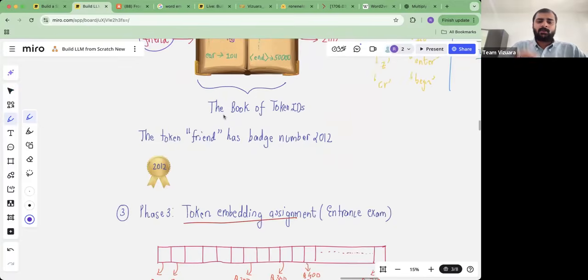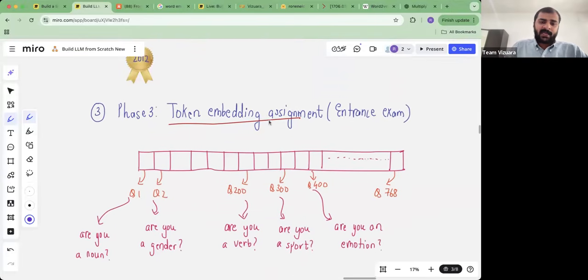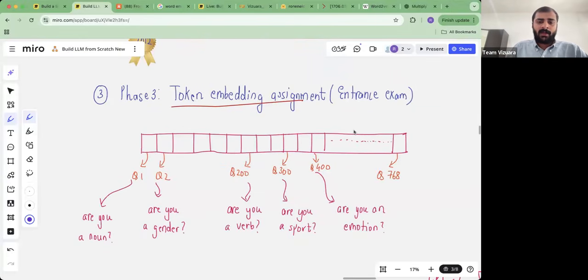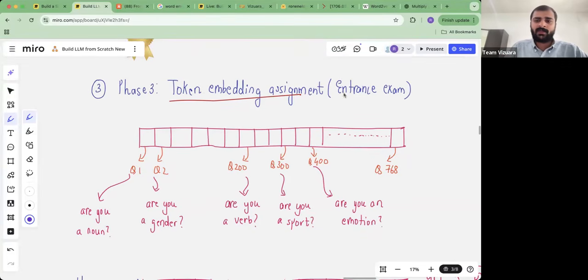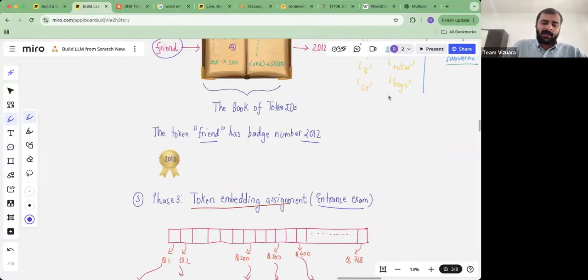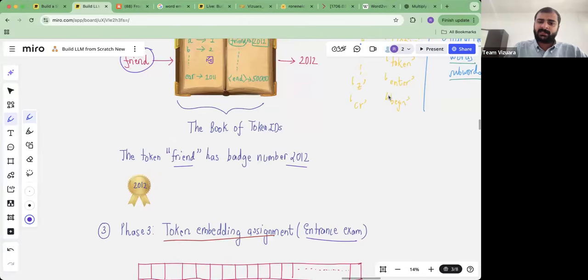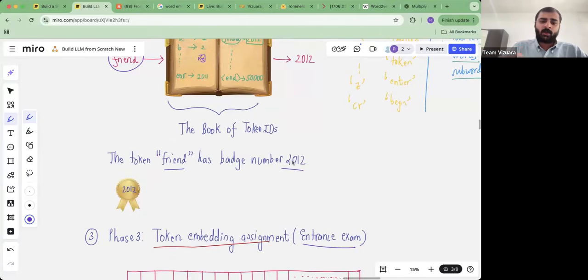That's the first step. Imagine that if a token is a student or a person, that token has got a badge now. That badge is equal to the token ID for that particular token. Then every token is converted into a 768 dimensional token embedding vector. You can think of this as the entrance exam for the student. So now a student has enrolled in a school, and a student is a token. Every token gets a badge, similar to every student getting a roll number. That's the badge, which is the token ID.